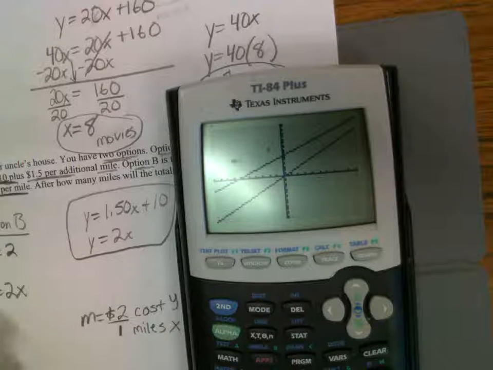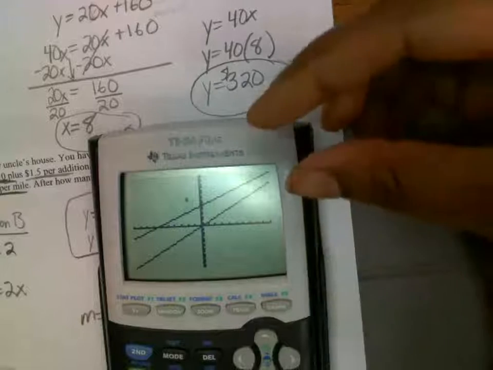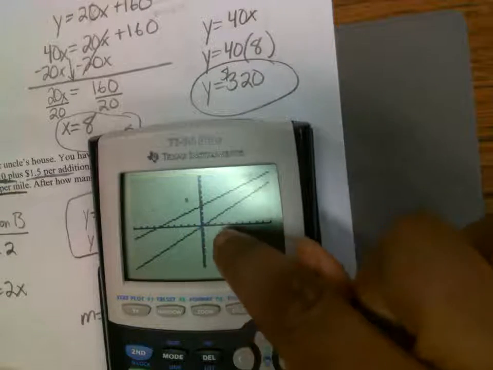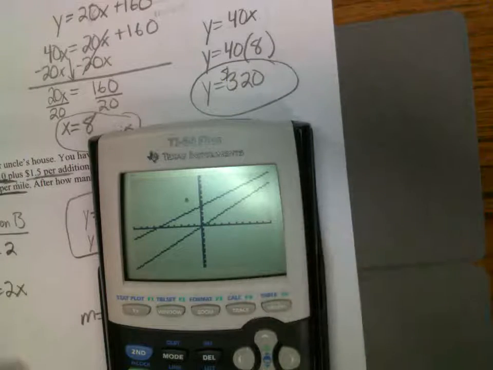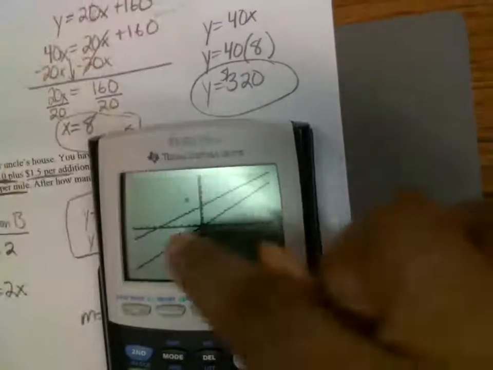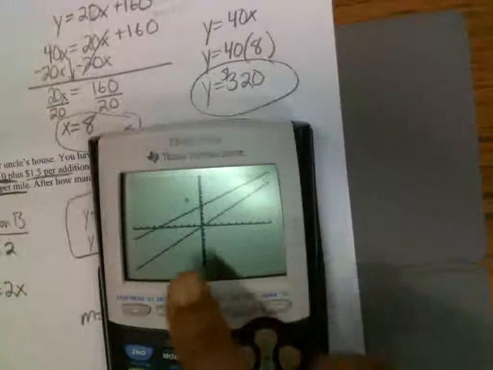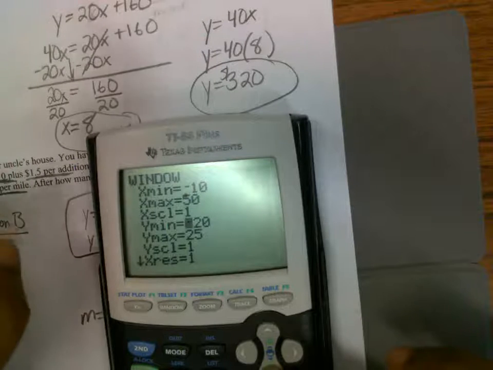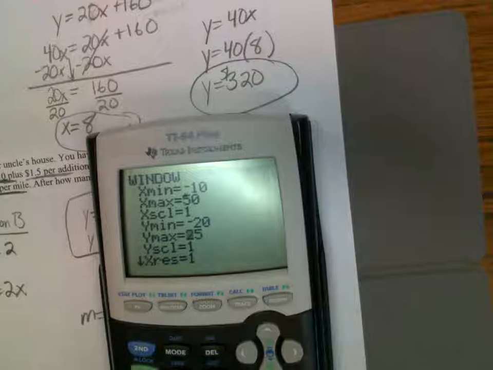Okay, and we have to figure out where it crosses. Now look, this is not enough space. It crosses somewhere up here. So I need my graph to go over some more and up some more, over on the X and up on the Y. So go to window. Over on the X is changing the X max. It's at 10 right now. I'm going to go to 50. Up on the Y is Y max. I'm going to change that to 50 also. Now I'm going to press graph.